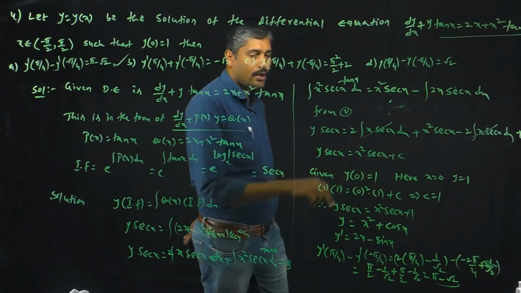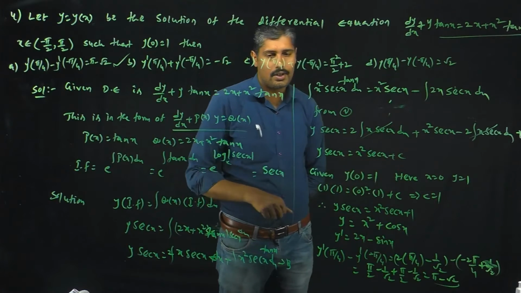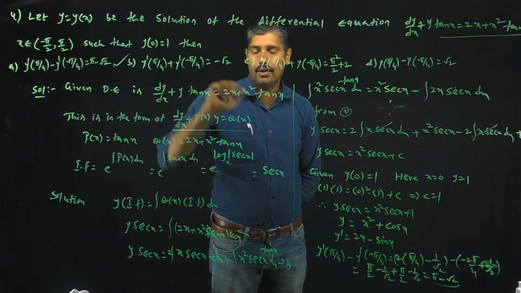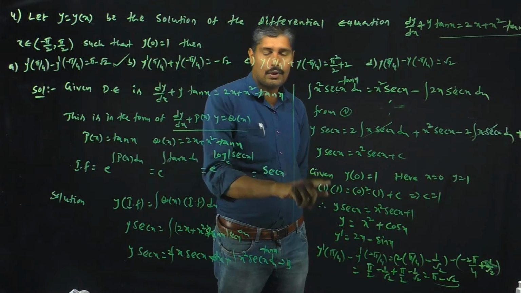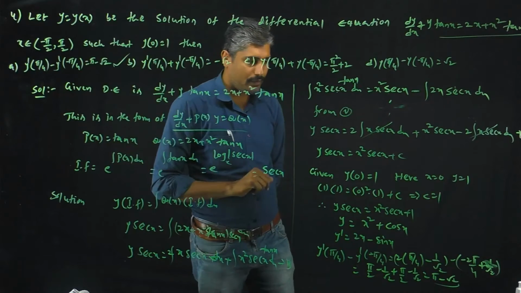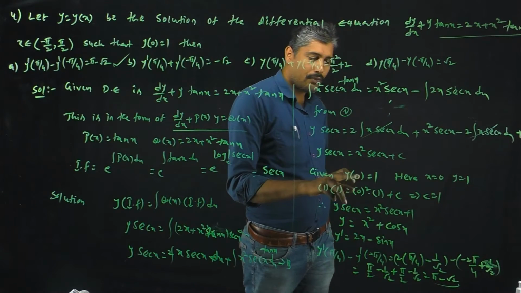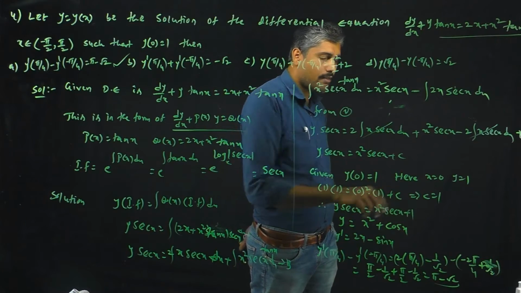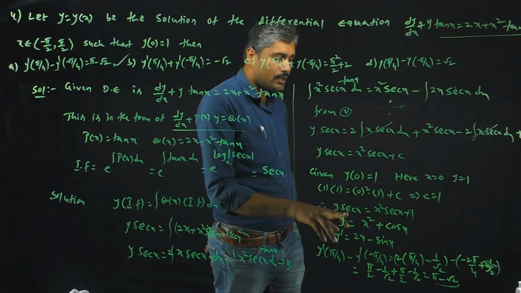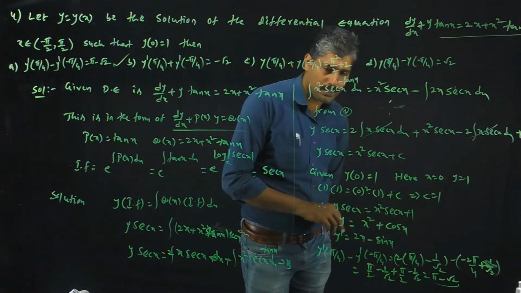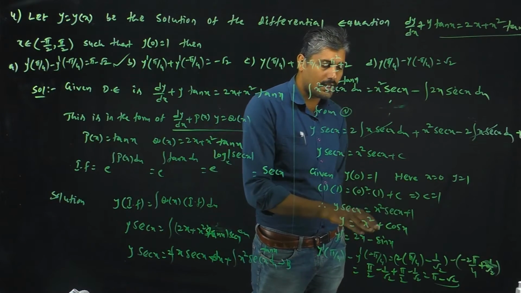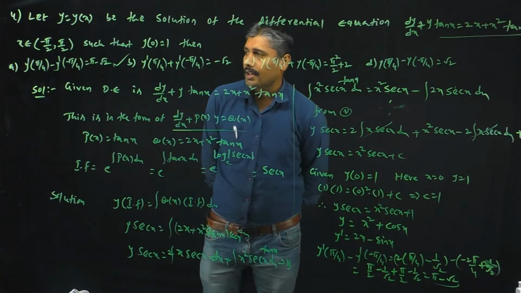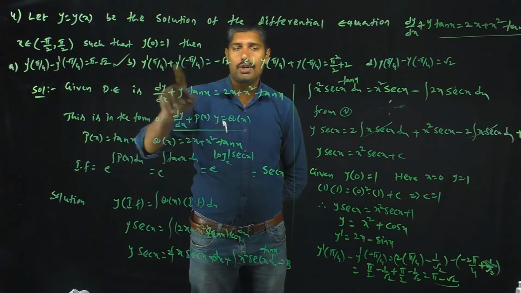To find the value of the arbitrary constant c, the given information is y of 0 equals 1. Here x equals 0 and y equals 1. Therefore substitute x equals 0 and y equals 1, then we get c value is 1. Therefore y into secant x equals x squared into secant x plus 1. Therefore y equals, dividing with secant x, x squared plus 1 by secant x, that equals cos x, right?